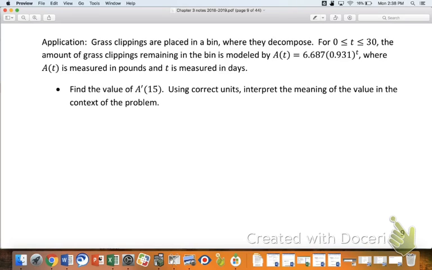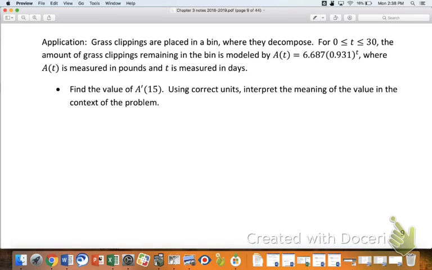So grass clippings are placed in a bin where they decompose. Sort of unpleasant, whatever. For the interval from 0 to 30, the amount of grass clippings remaining in the bin is modeled by that function, where A of t is measured in pounds, t is measured in days. Find the value of A prime of 15. To me, that's the calculator part.